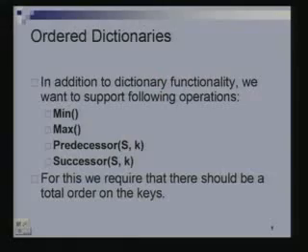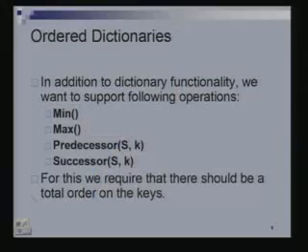Today's class we will be talking about ordered dictionaries, and we are also going to be looking at binary search trees, which is perhaps one of the simplest ways of implementing an ordered dictionary. So what is an ordered dictionary? It's essentially that you have the dictionary functionality. Recall that a dictionary has key element pairs, and you use the key to insert an element, to search for an element, or to delete an element.